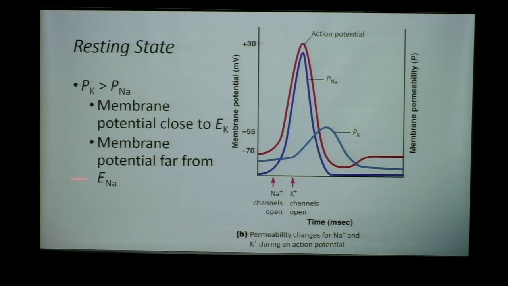So we start off again at rest. We know that the membrane here is more permeable for potassium than sodium, and it's closer to that -94, which is potassium's equilibrium potential. So it's further from sodium's equilibrium potential, closer to potassium's equilibrium potential at rest.